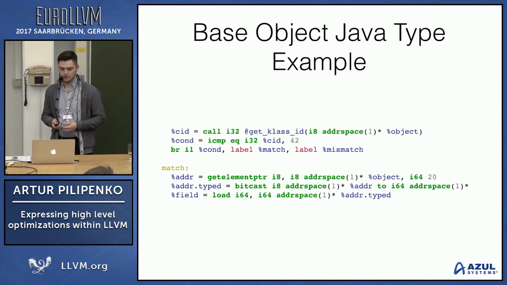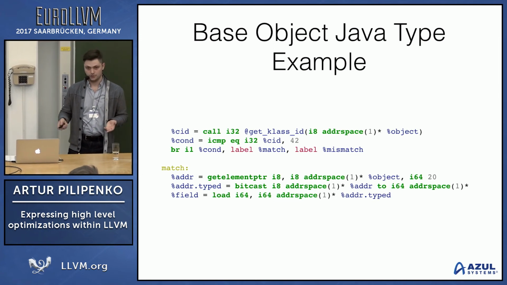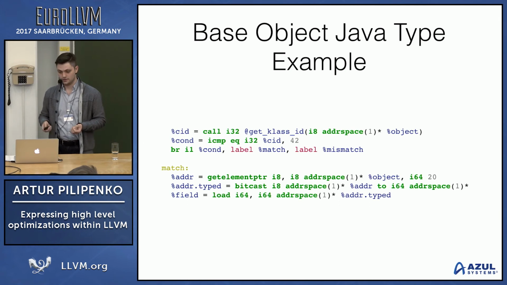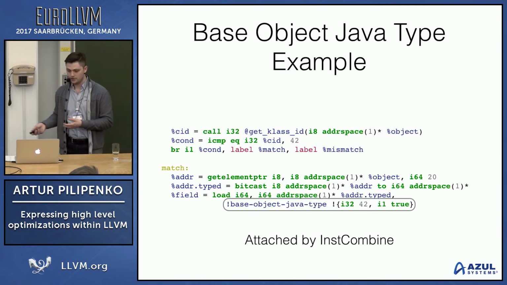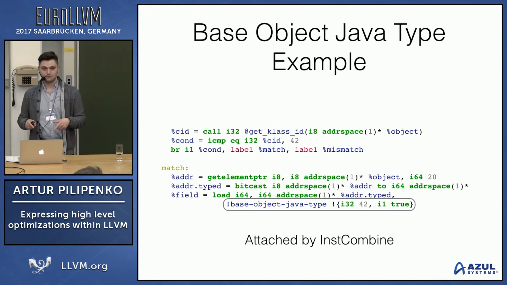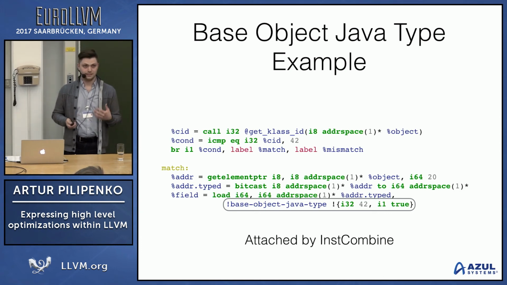So here is an example. We have some object, we have a type check on this object, and we have a load in the context where we know the exact type for this object. And since we know the context-sensitive type here, instCombine attaches the corresponding metadata, and this metadata is taken into account when we are making aliasing queries.